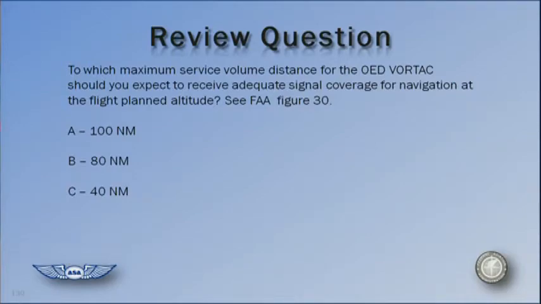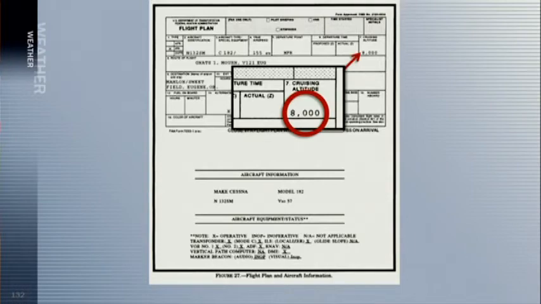Well, in order to determine this, we have to go to FAA Figure 30 to select some information. We can zoom in on a portion of this figure. We can see that the H stands for high altitude. We move on to our flight plan. We can see we're cruising at 8,000 feet.